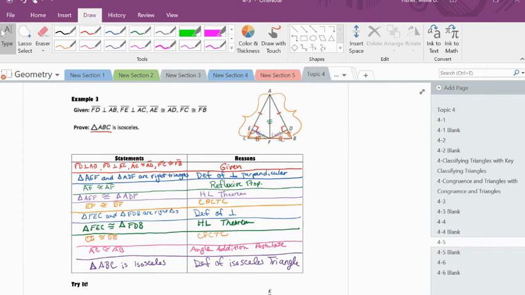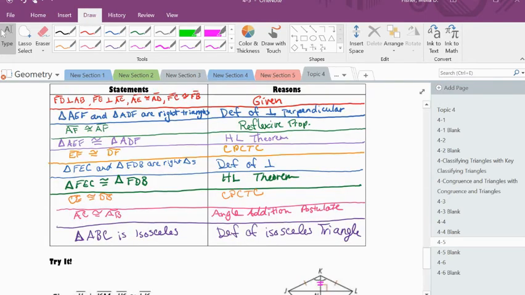Go ahead and pause your video here and do the try it, and come back and check your work at the end. While your video was paused and you were doing your try it, you should have gotten that try it filled out. However, I do want to pop back up here.